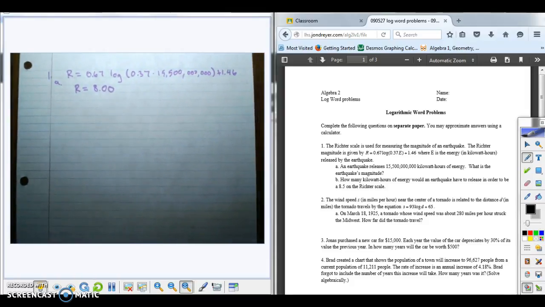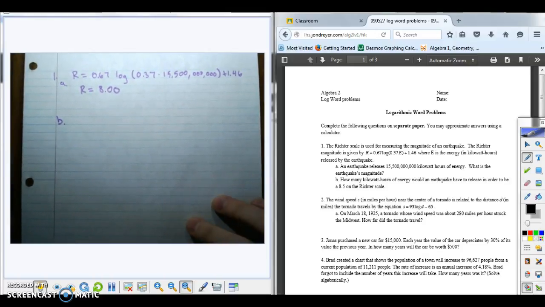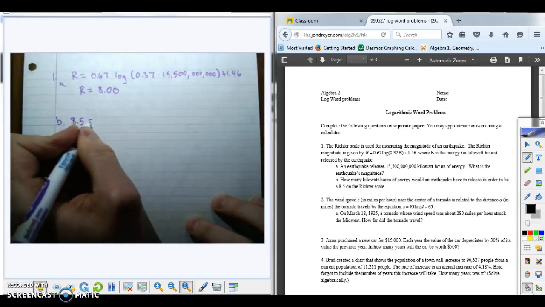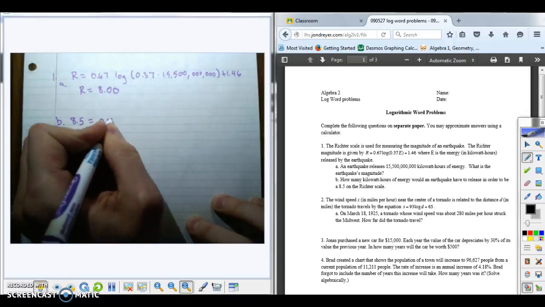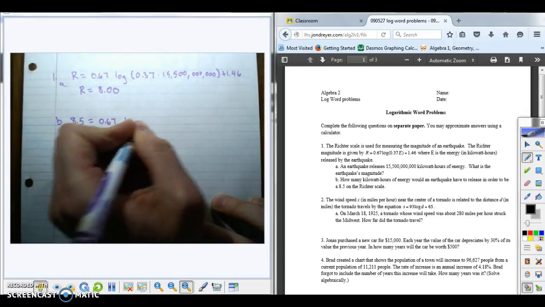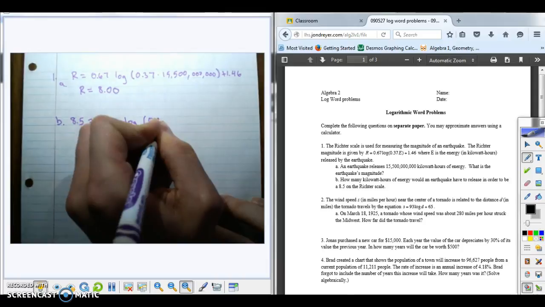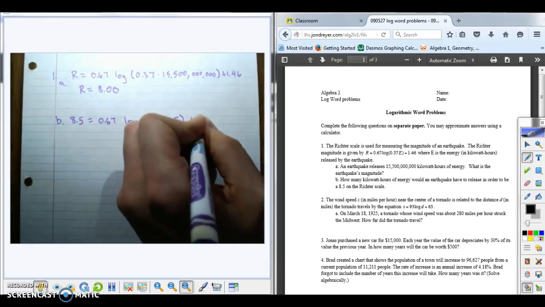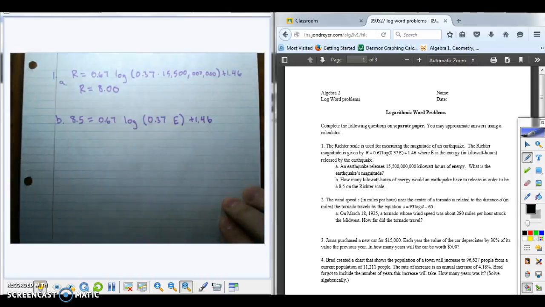That's the magnitude. Part B, how many kilowatt hours of energy would an earthquake have to release in order to register an 8.5 on the Richter scale? So now what we're going to do is plug something into that same equation, but now we're saying 8.5 on the Richter scale. So we're going to say 8.5 equals 0.67 log base 10 of 0.37 E, was the letter they used, plus 1.46.